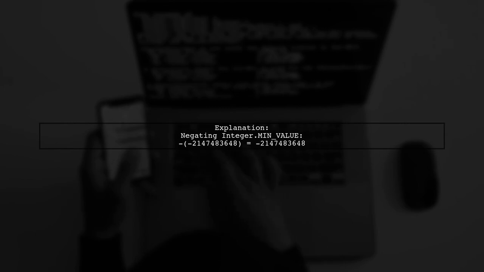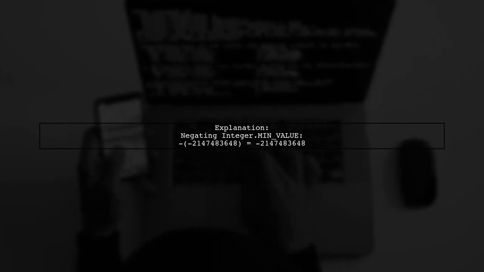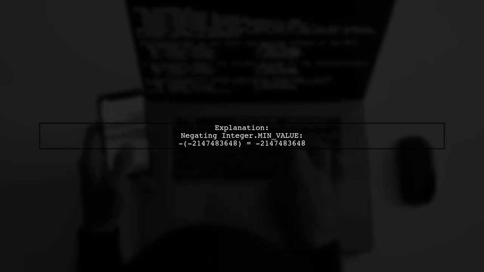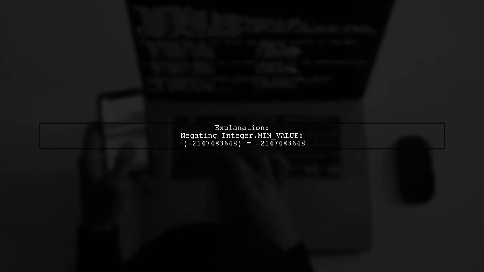Let's analyze the code snippet provided. We start by initializing an integer variable a with the value of Integer.MIN_VALUE. Next, we assign the variable b the value of minus a. This means we are negating the value of a. However, negating Integer.MIN_VALUE results in the same negative value because Integer.MIN_VALUE is the lowest possible integer value.